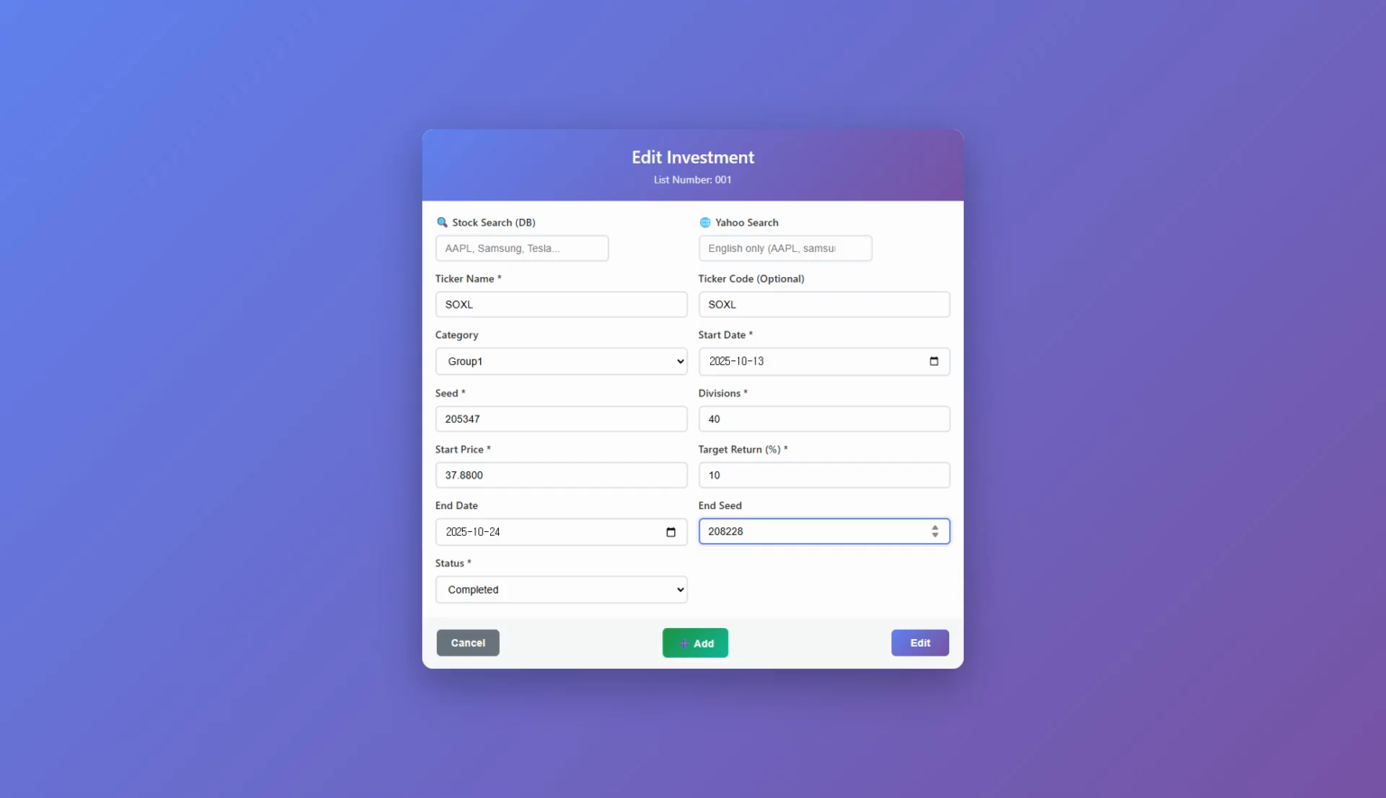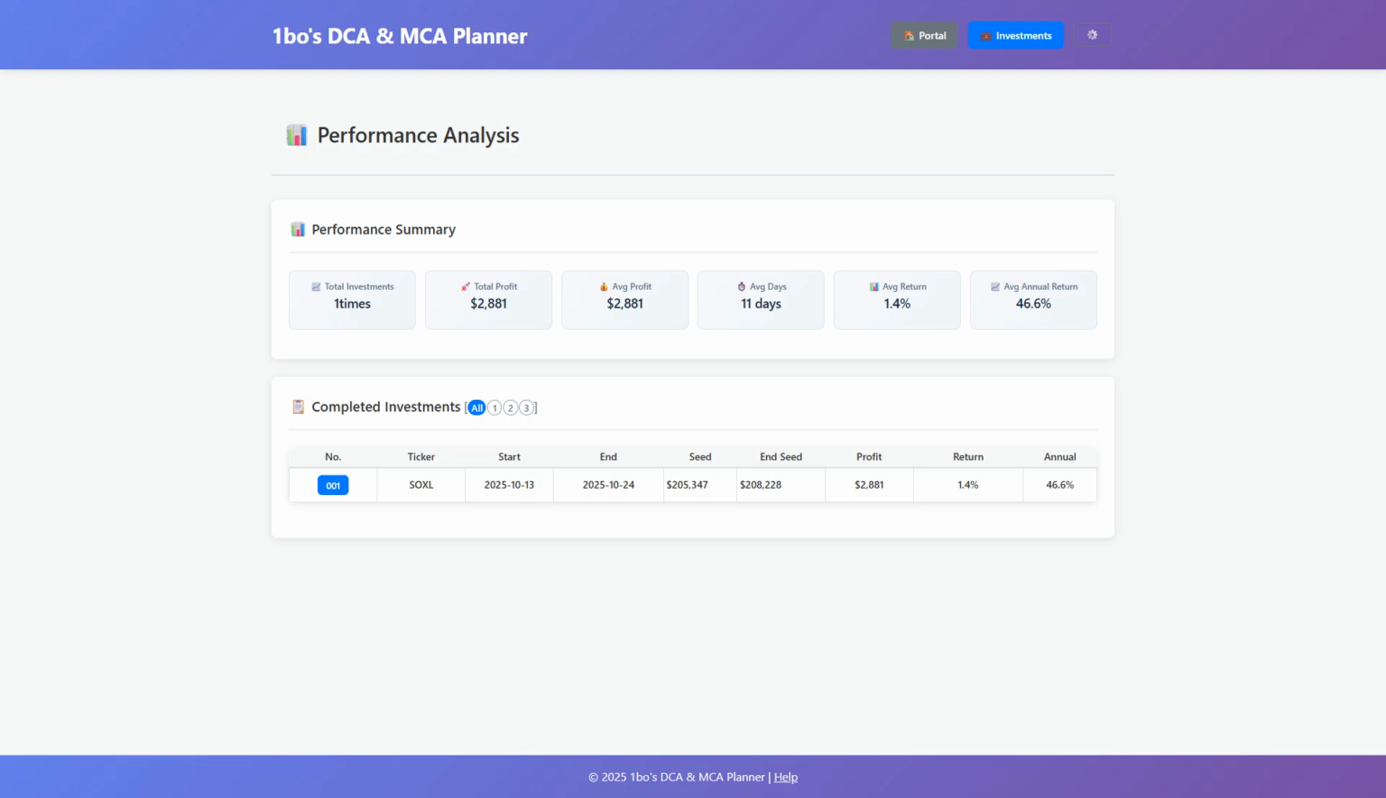The performance analysis page shows our results. $2,881 profit in just 11 days. 1.4% return. 46.6% annualized. The summary tracks all completed investments, showing your DCA strategy's effectiveness over time.